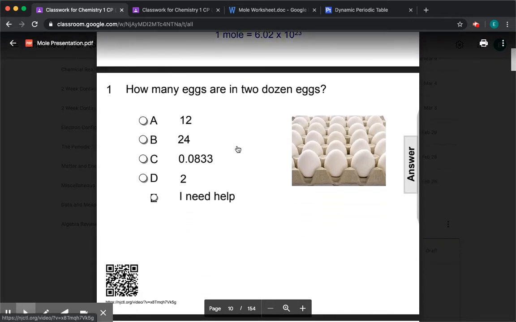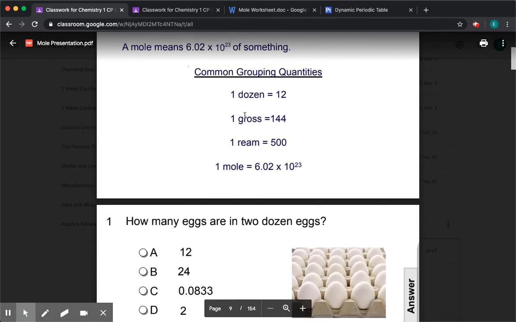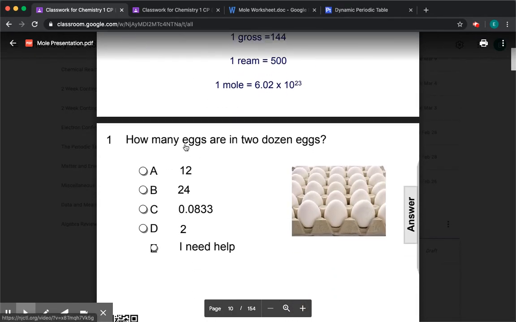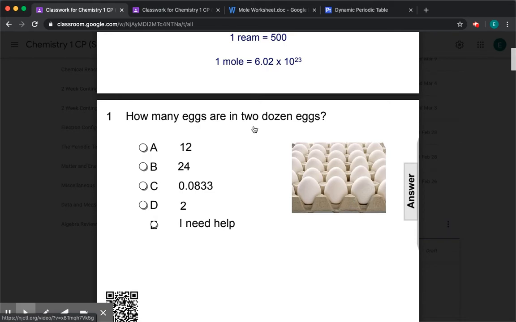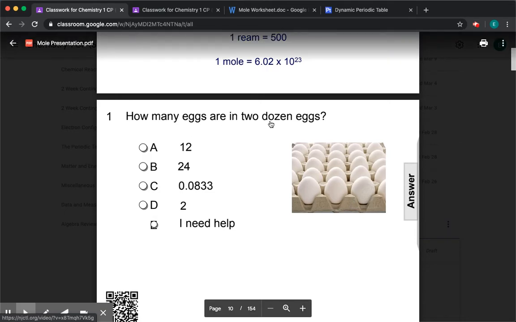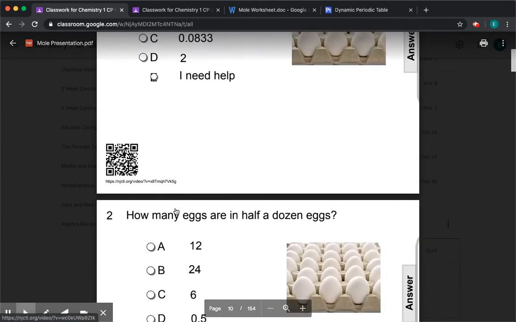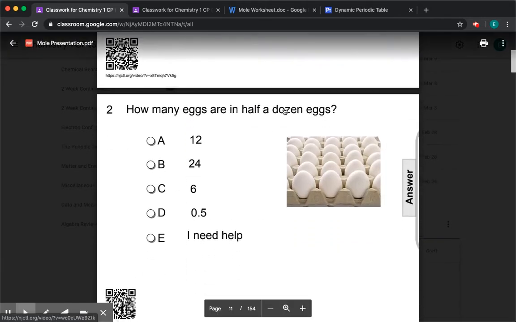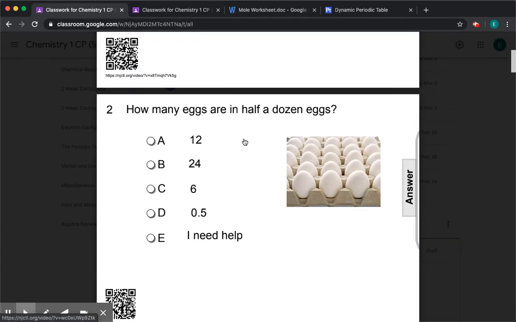Now I just want us to practice doing some calculations, applying these. So now we're going to apply these groupings. I'm going to breeze through this real quick. If we have 2 dozen eggs, how many eggs do we have? 1 dozen is 12, so 2 dozen would be 24. Here's B. If you have half a dozen, that means you have half a 12. Half a 12 is 6, so that would be C.